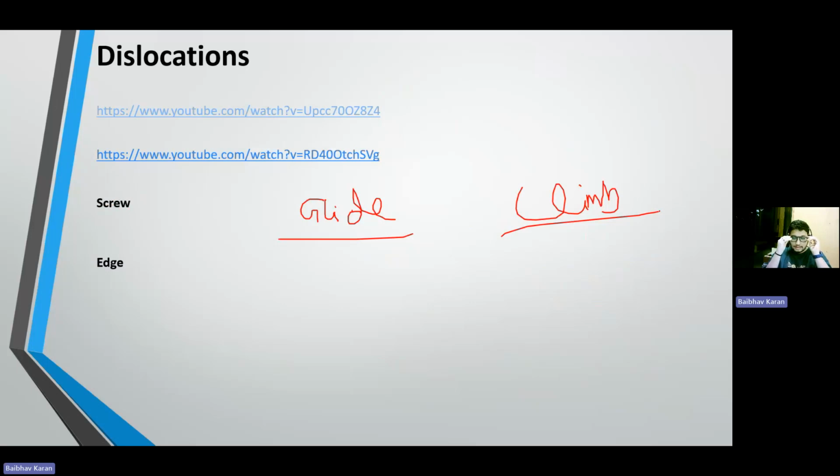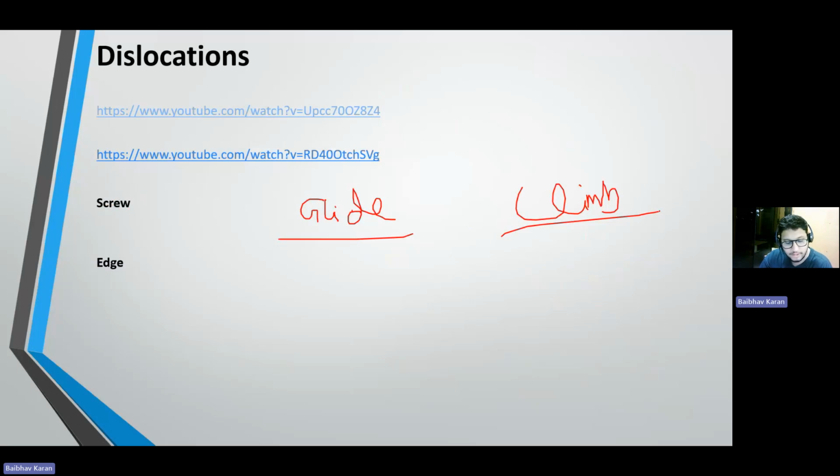How edge dislocations, if they are gliding, will interact. How screw dislocations, if they are gliding, will interact. What happens if screw dislocations interact with edge dislocations, if screw dislocations interact among screw dislocations, and if edge dislocations interact among edge dislocations. So we got very nice curves for those things. You can always refer to Professor Shashank's lectures regarding this.